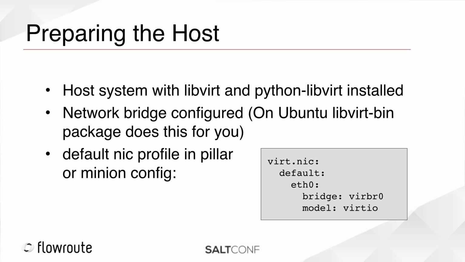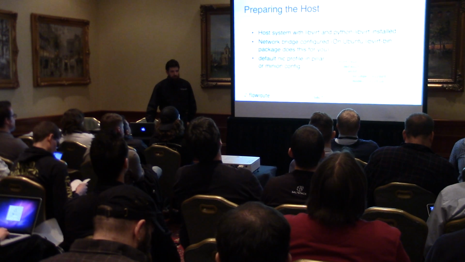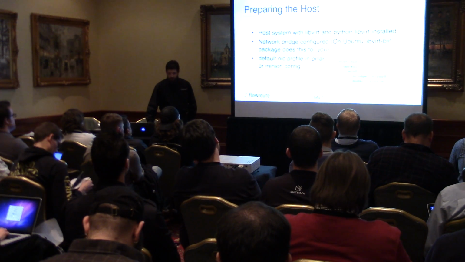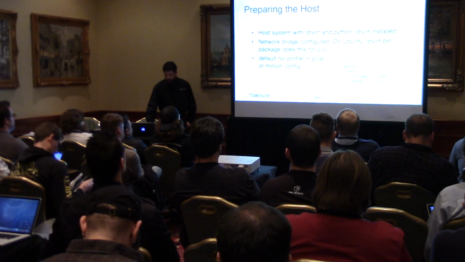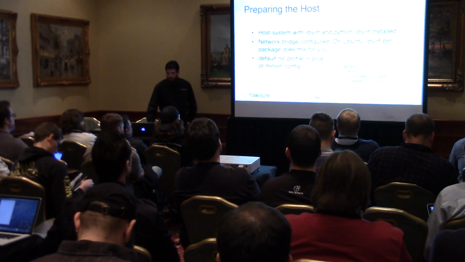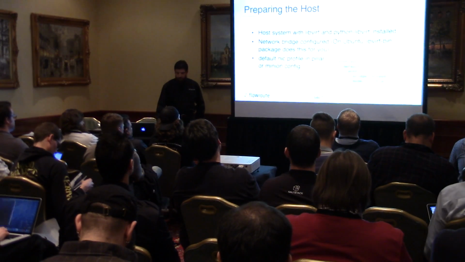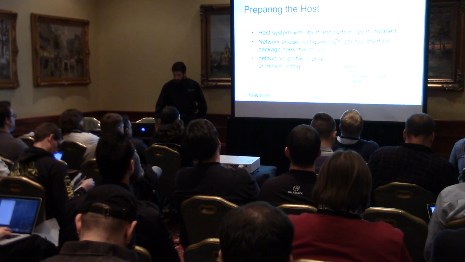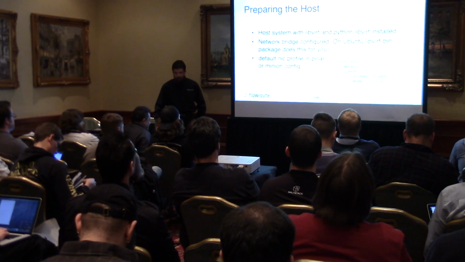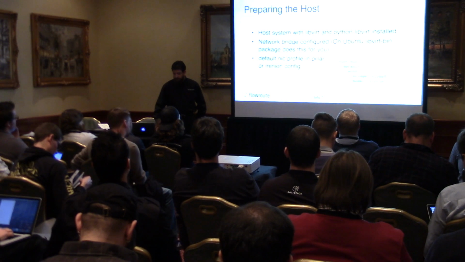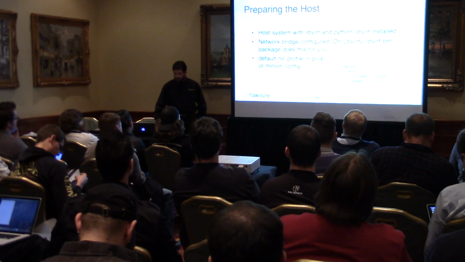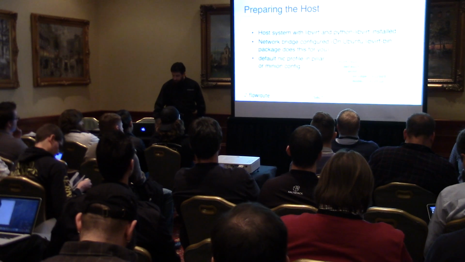So there's not a lot to getting a Linux system ready for Virt. You need libvirt and the Python libvirt library installed. You need a network bridge configured, and at least on Ubuntu, which is what I work with, the libvirt-bin package actually does that for you. So apt-get install libvirt-bin, and you're ready to go.